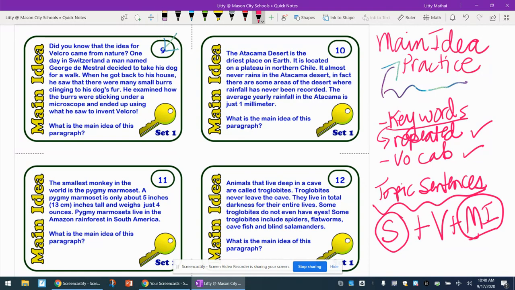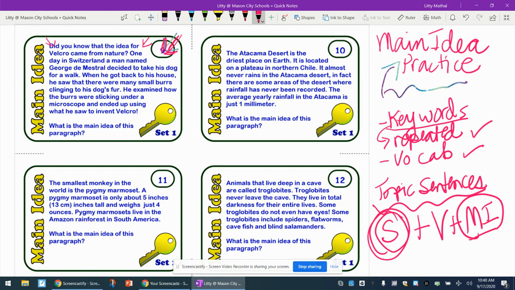So here we go. We're on task card number 9. Remember, you can pause my video anytime to get caught up on writing or just to think about it or even to rewatch the video to understand it better. All right. Did you know that the idea for Velcro came from nature? So right away, I'm thinking that my subject might have to do with Velcro.